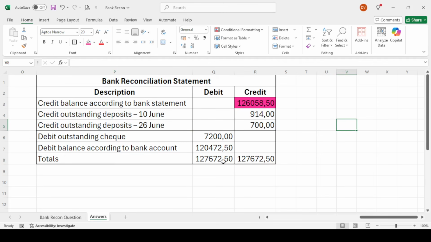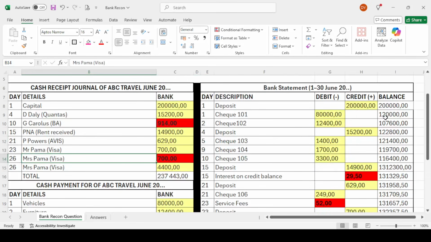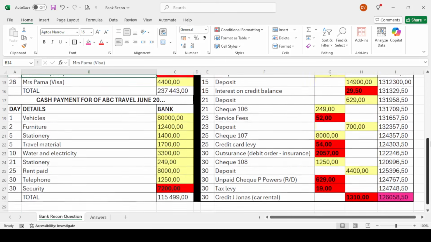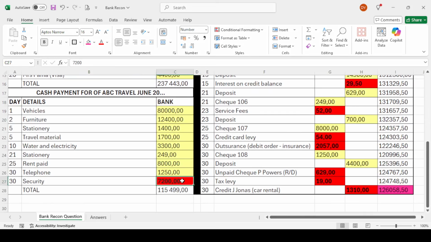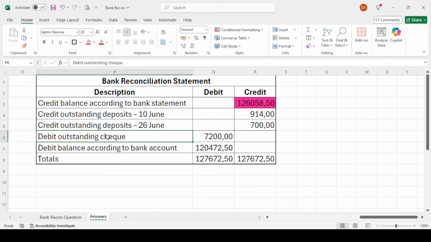Now let's go and check. You'll also remember, there was just 1 amount missing from our cash payment journal. Let's double check. Yes, it was only the 7,200 Rand. It gives it a name, security on the 30th of the month. The name doesn't matter, guys. You're going to call it debit outstanding 7,200 Rand. That's the only transaction that was missing from the CPJ. You put it on the debit side because at the bank, that's your minus side.